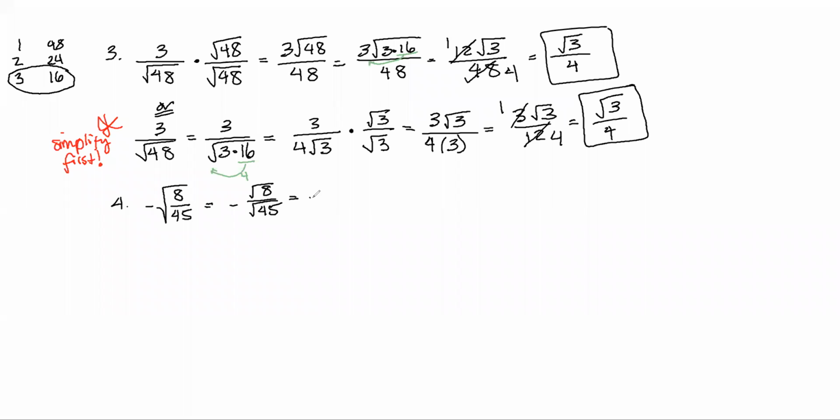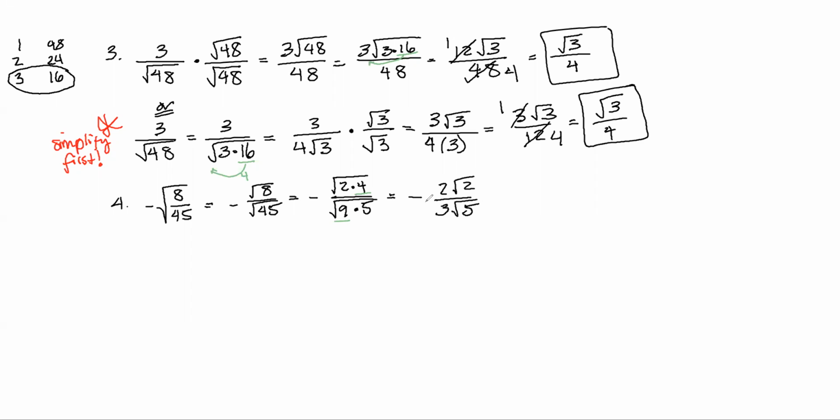So let's go ahead, leave that negative out in front. 8 we can break down into 2 times 4. 45, perfect square that goes into 45 is 9, so 9 times 5. Again, bringing over that negative. Now we can take out the square root of 4, which is 2. So we'll bring out a 2. We're left with a square root of 2 on top. On the bottom, we can take out the square root of 9, which is 3. We're left with a 5 on the inside.